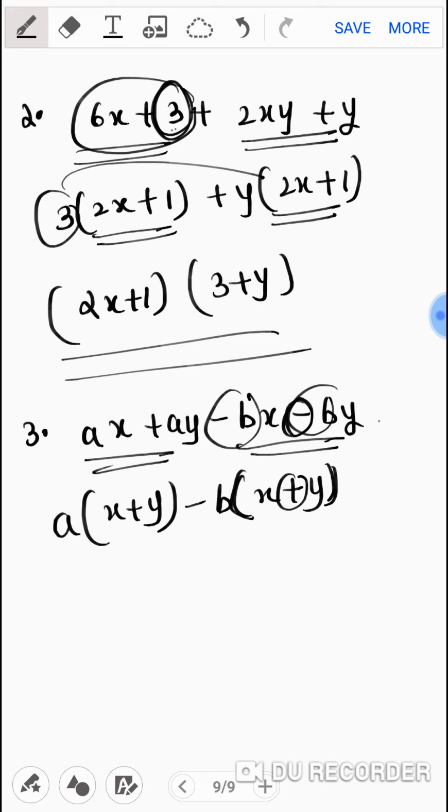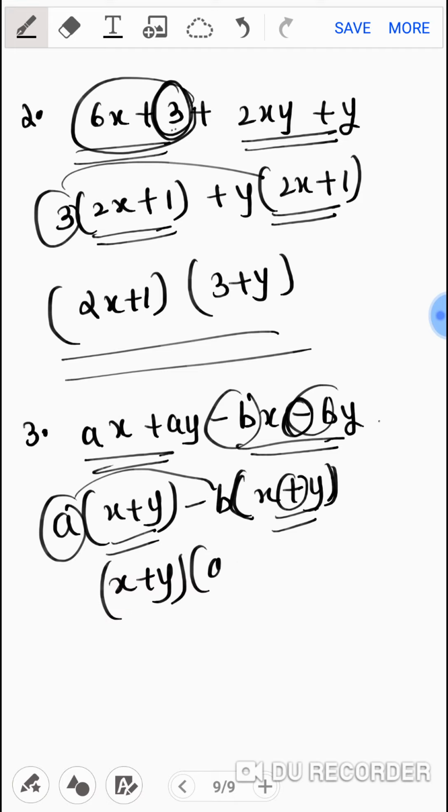Okay? Yes. Further, x plus y is one bracket, and the second bracket you make from the remaining terms. Clear? So you got this.